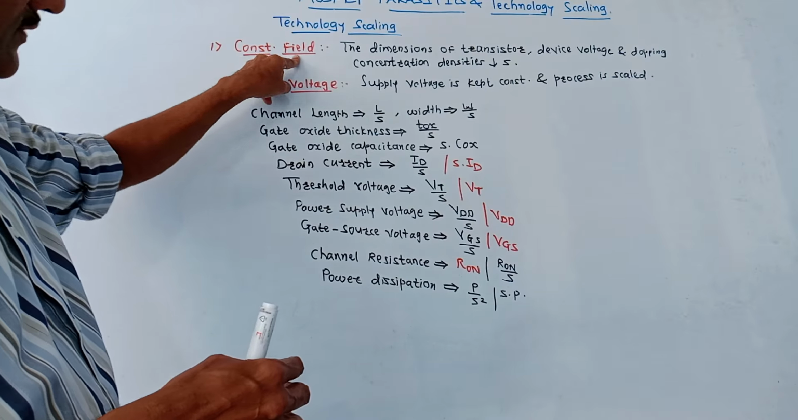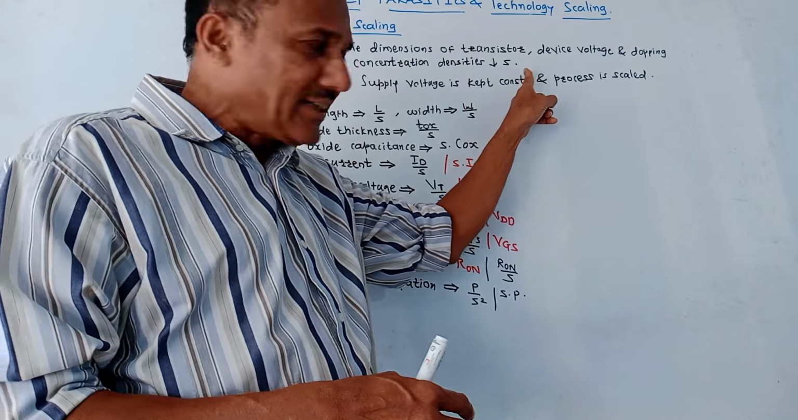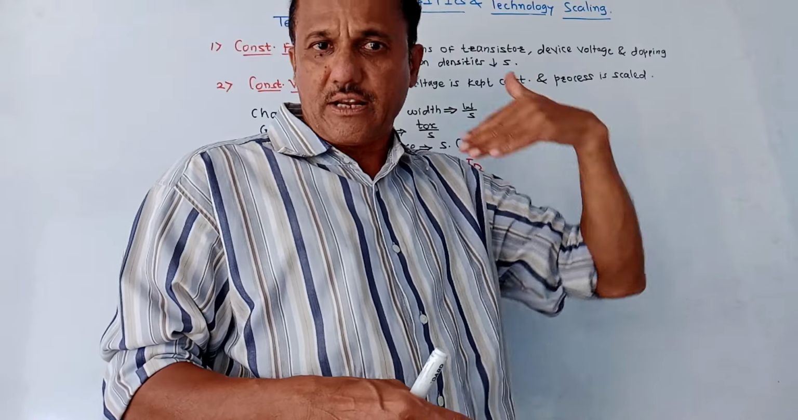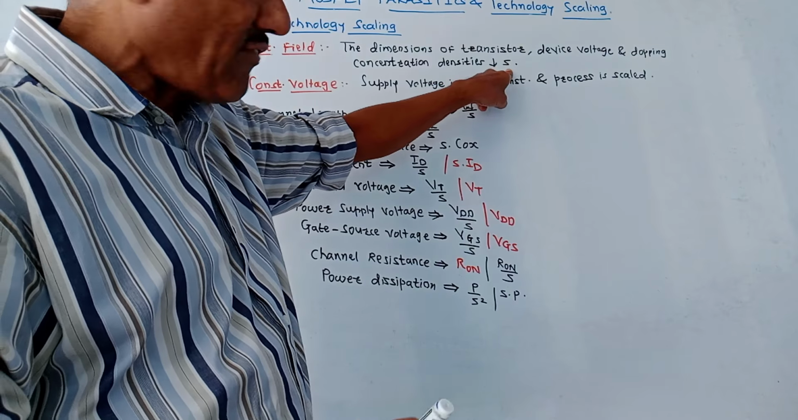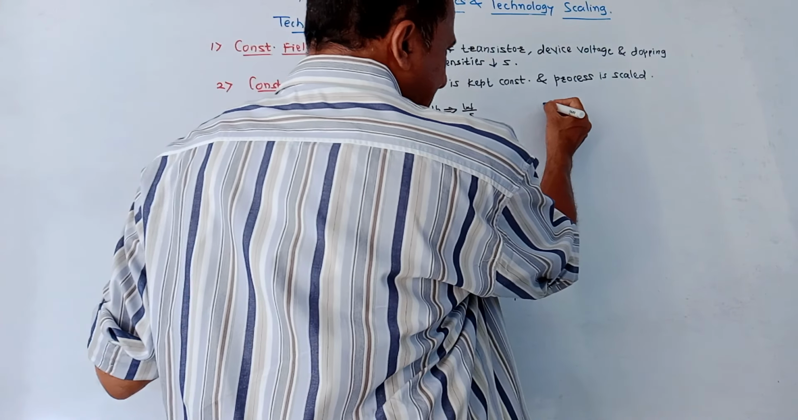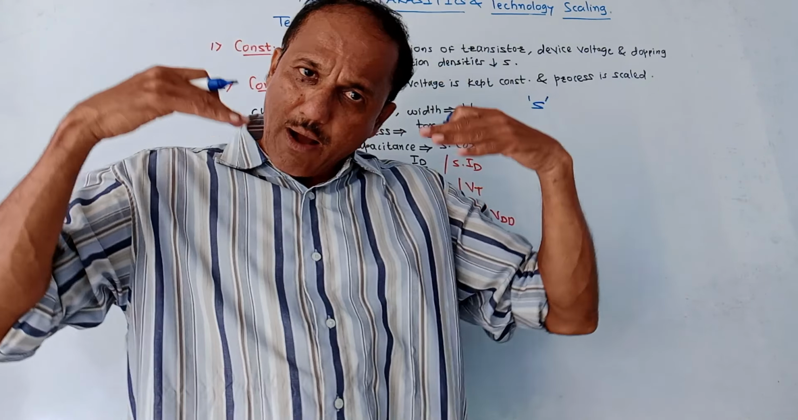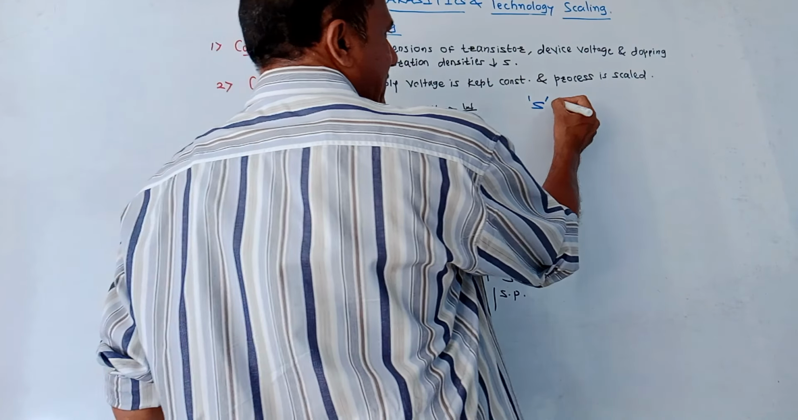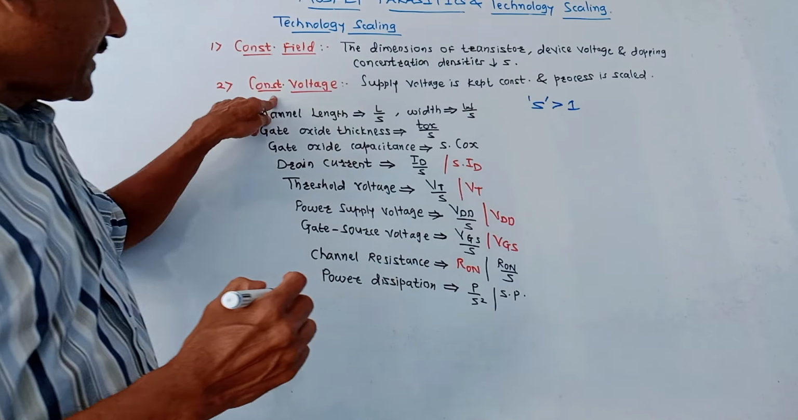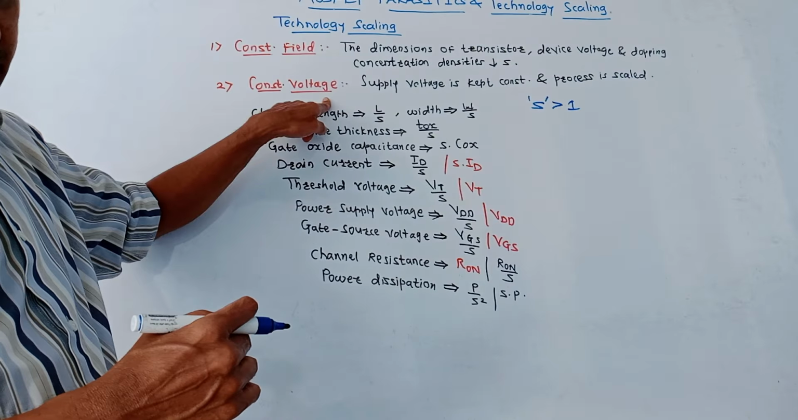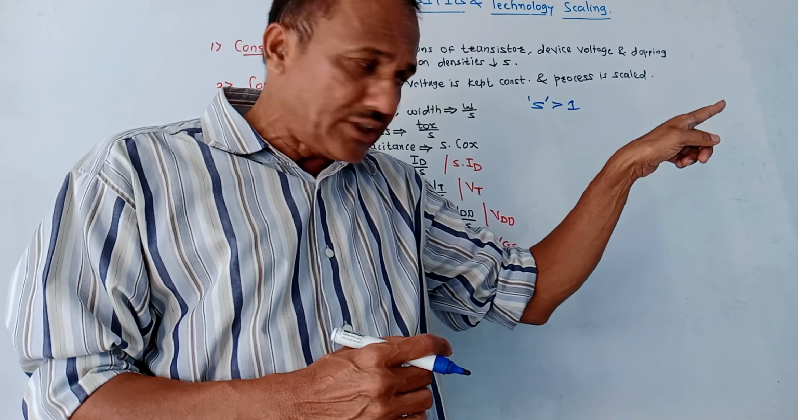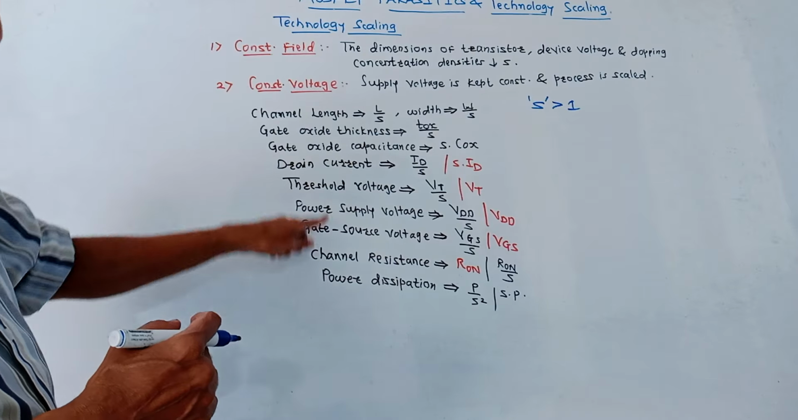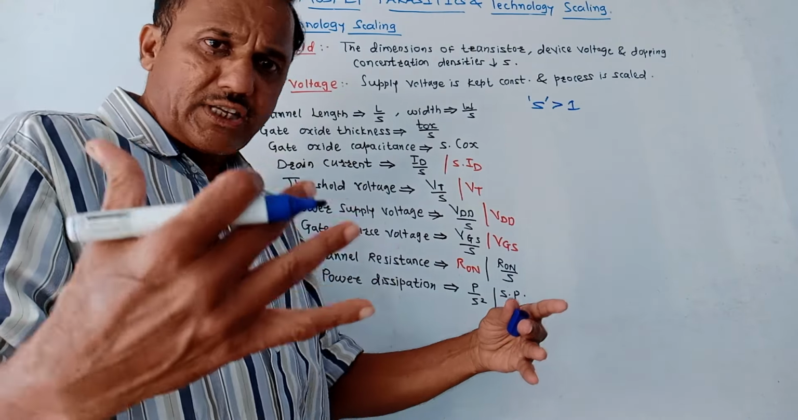In the first type, constant field scaling, the dimensions of the transistor, device voltage and doping concentrations are reduced by scaling factor S. This notation S represents the scaling factor, that means the amount by which we are making changes in the dimensions of the device, and this value is greater than 1. Then in case of the constant voltage technique, as the name indicates, the supply voltage is kept constant while the process is scaled down. So this is the list of parameters which shows the effect after scaling.